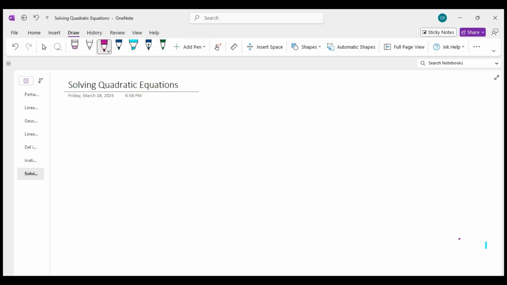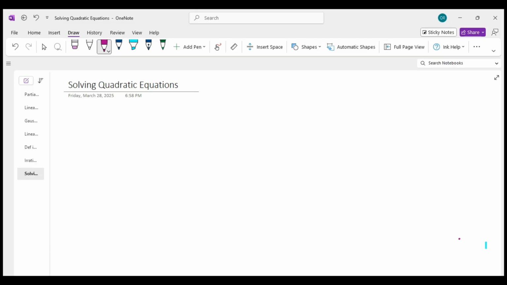So, today we will be discussing how to solve quadratic equations. To start off, what is a quadratic equation? Basically, a quadratic equation is a polynomial equation with a degree of 2. What I mean by that is just that it's raised to the second power.